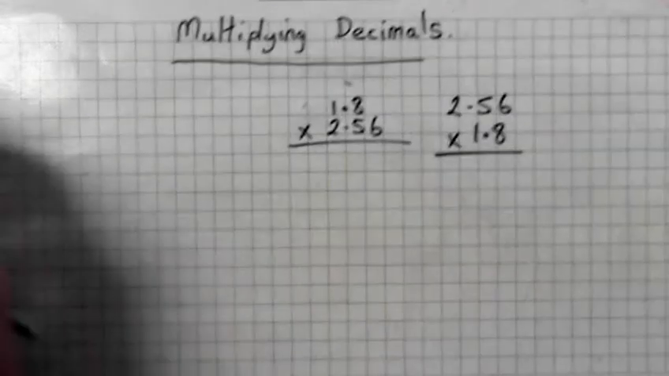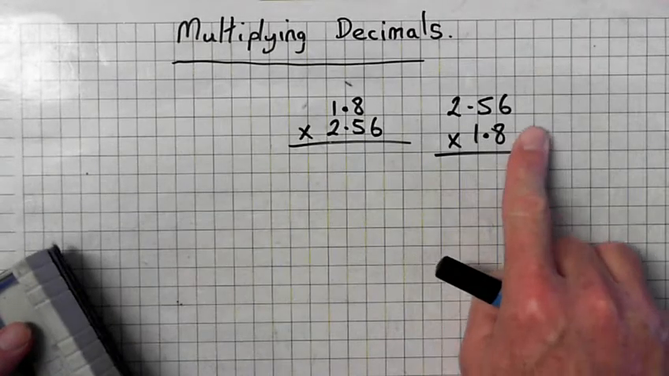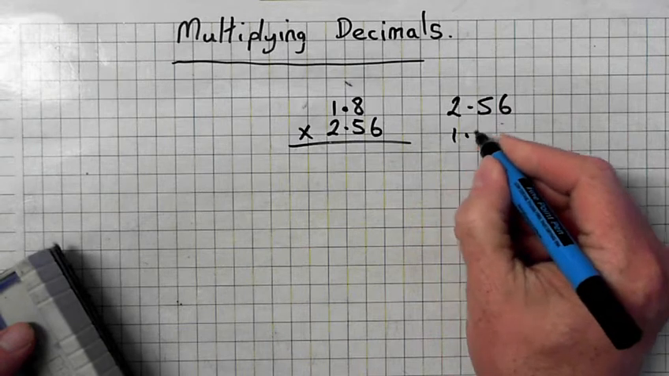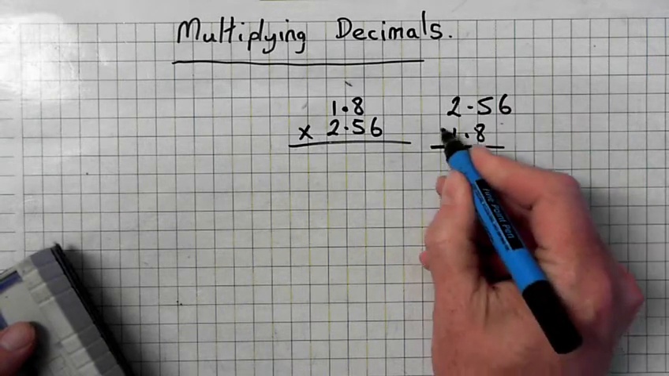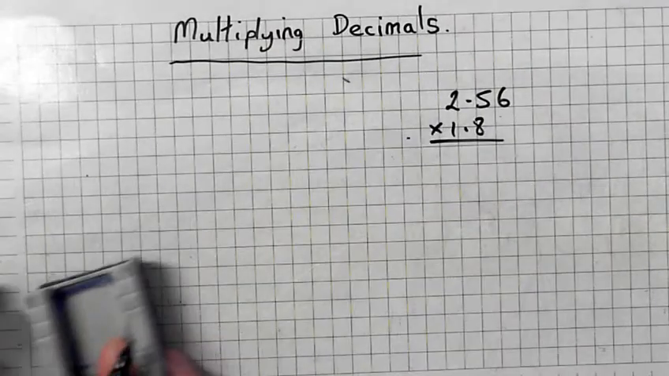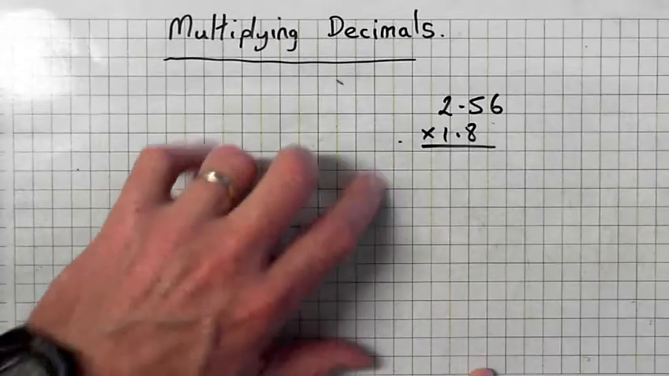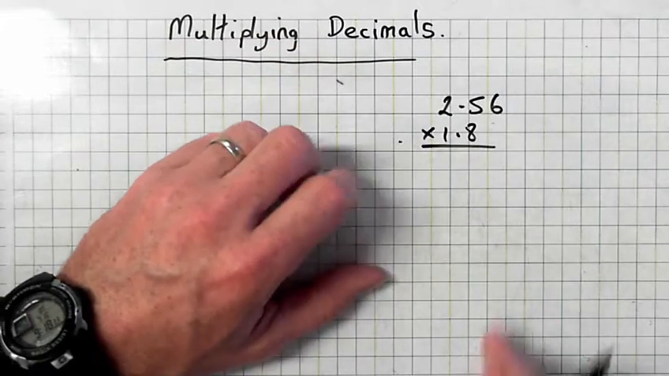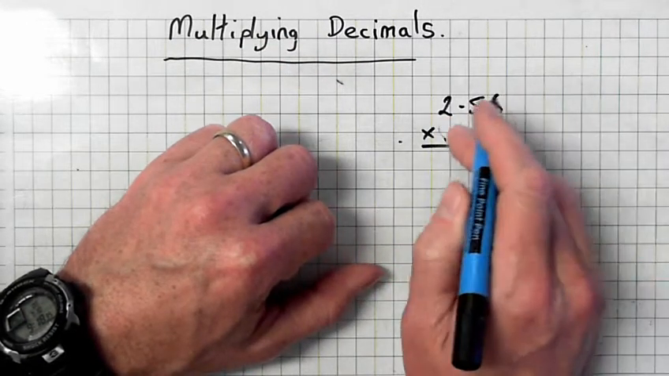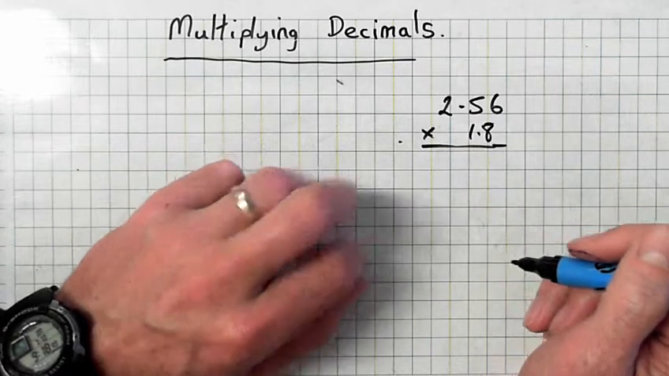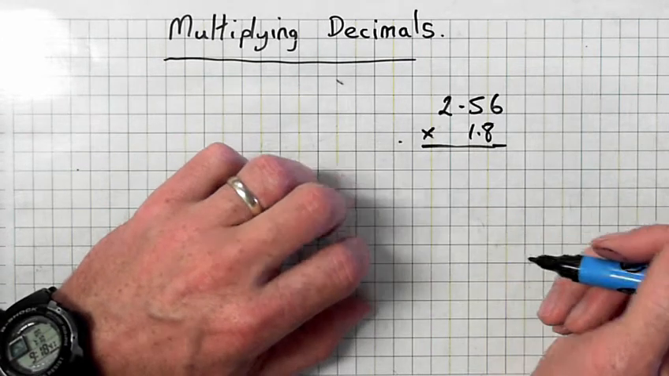Yeah, you're right, Sammy. It doesn't matter as much in multiplication, but I should keep the 1.8 underneath. I'll do that. So we'll do the sum like this now. Right, so first of all, what did I say in the last question? Forget about the decimal points. But I'm just going to write the 1.8 over here. In multiplication it doesn't matter so much.